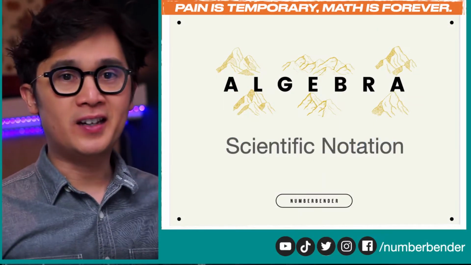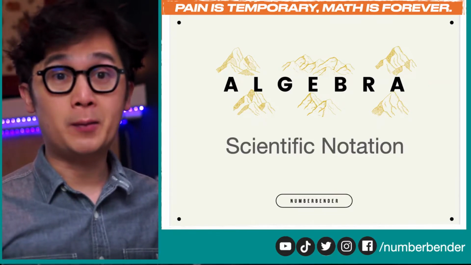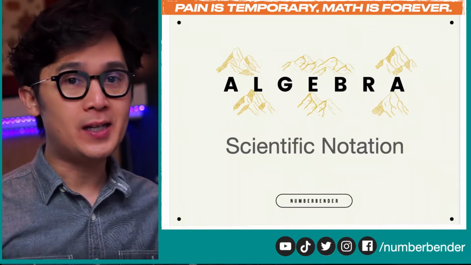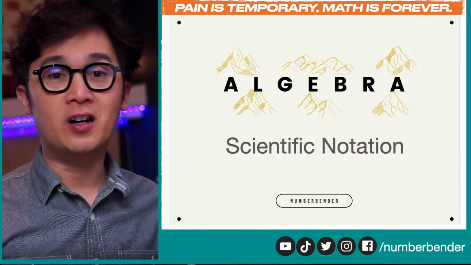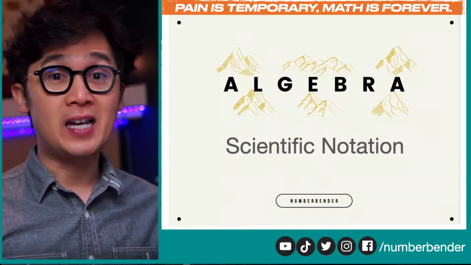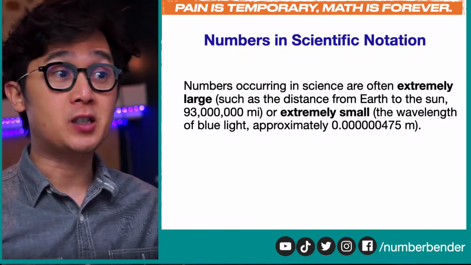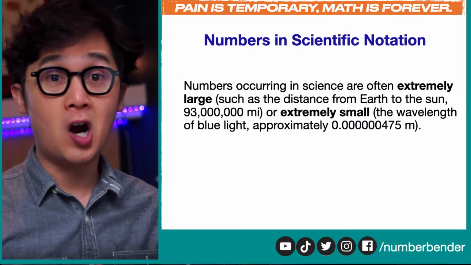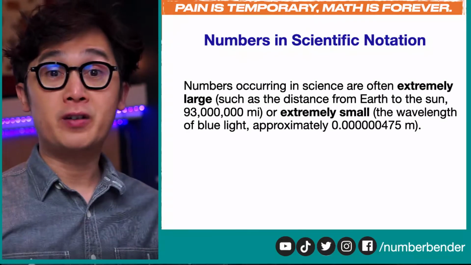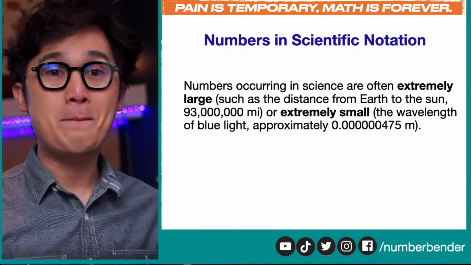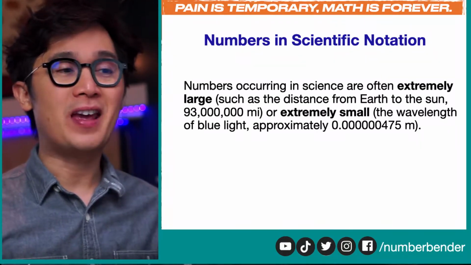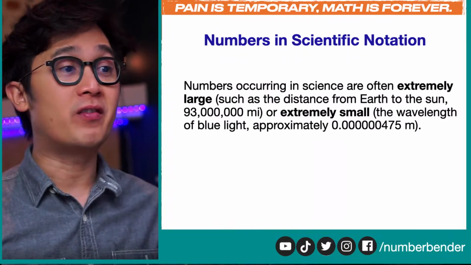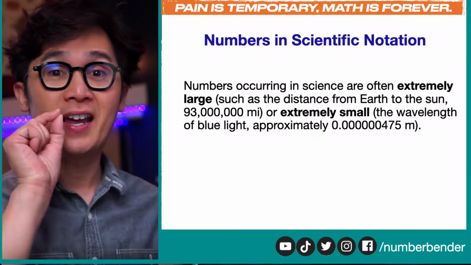Learning algebra's fundamentals helps you understand higher math subjects and, at the same time, understand the language of natural science, just like scientific notation. Scientific notation, by definition, deals with numbers occurring in science that are often extremely large, like the distance from Earth to the Sun, given in that many miles, or extremely small, for example the wavelength of blue light, which is approximately that small.